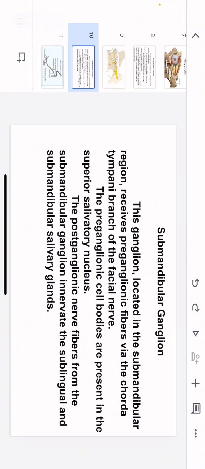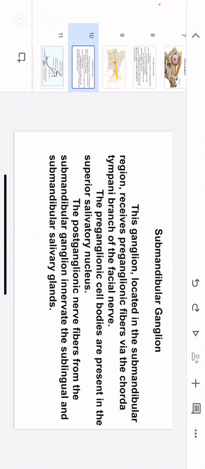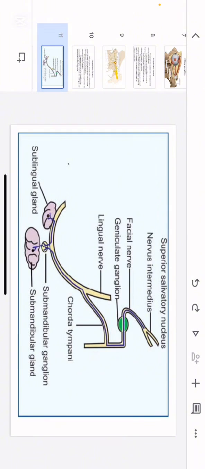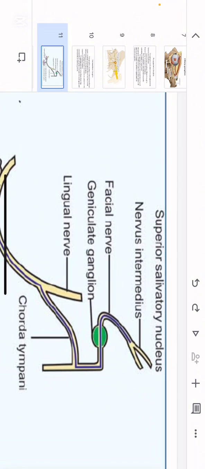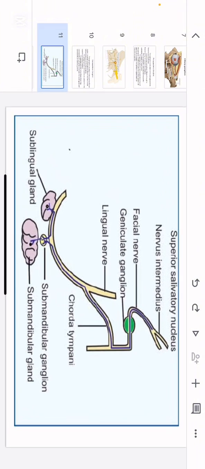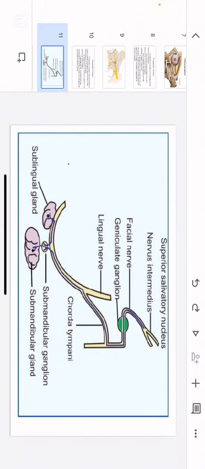This ganglion is located in the submandibular region and receives preganglionic fibers by the chorda tympani branch of the facial nerve. So this ganglion is also related to the facial nerve. Pterygopalatine ganglion was also related to the facial nerve. The preganglionic cell bodies are present in the superior salivatory nucleus. The postganglionic nerve fibers from the submandibular ganglion innervate the sublingual and submandibular salivary glands. So it innervates two glands, sublingual and submandibular glands, while the pterygopalatine ganglion gives fibers to glands of the nose and the lacrimal gland.